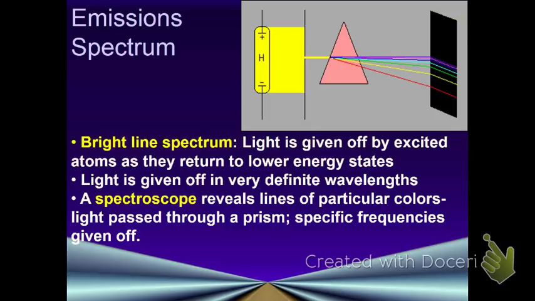We talked a little bit about the emission spectrum. We said that when light is given off by the excited atoms as they return down to the lower energy state, we call that the bright line spectrum. And a spectroscope will separate the light, kind of like a prism, and reveal the particular colors of light that pass through and their specific frequencies. So when light is given off, we see it as white light, but actually it's the presence of all the colors of the light.